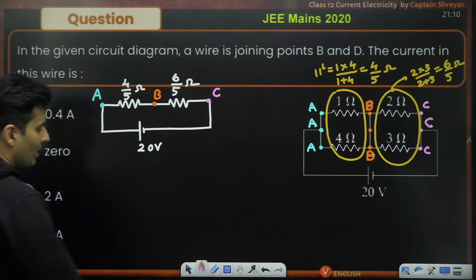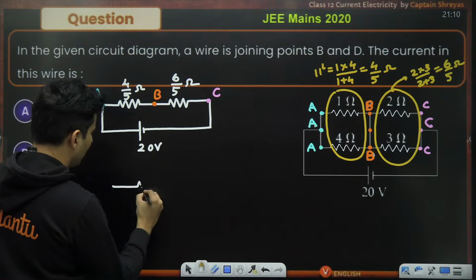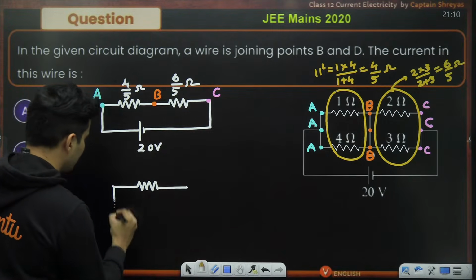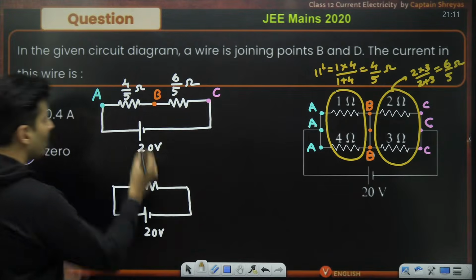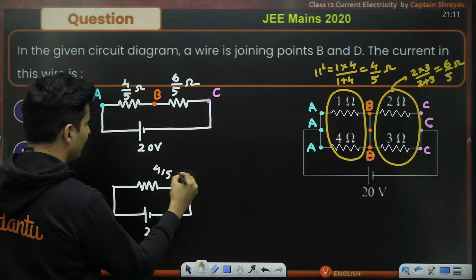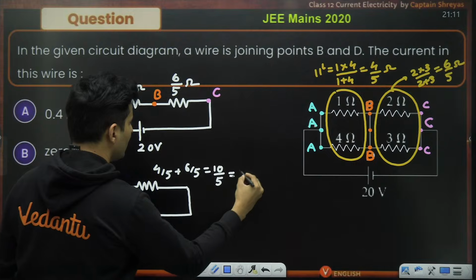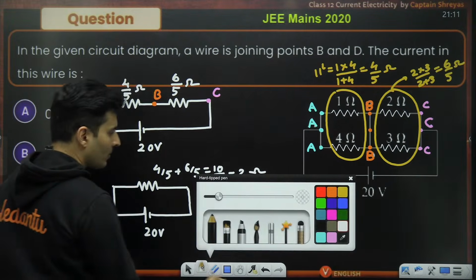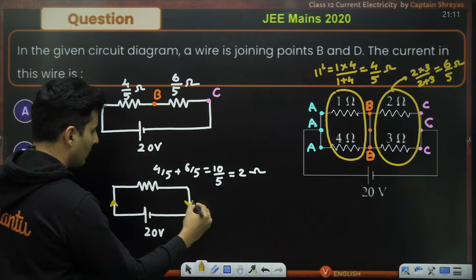So now we can easily reduce this into a single resistor. And how much will that be? They both are in series. So obviously 4 by 5 plus 6 by 5 is 10 by 5, which is 2 ohms. But that is not the answer. Obviously, we have to find the current.